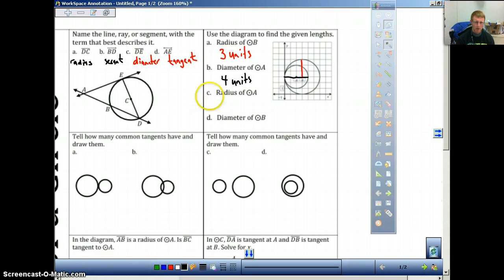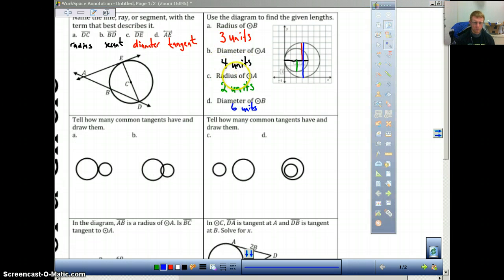Okay, so now again, on C and D, why don't you do that on your own, pause the video real quick, and come back and hit play when you're ready so you can see if you get the answers right. Okay, so for A, for the radius, again, that's only to the center of the circle. Hopefully you got 2 units for that. And then for the diameter of B, the big circle, that's all the way through, hopefully you got 6 units for that. Okay, so again, diameter is from one end to the other all the way through the center. Radius is only from the center to the edge.